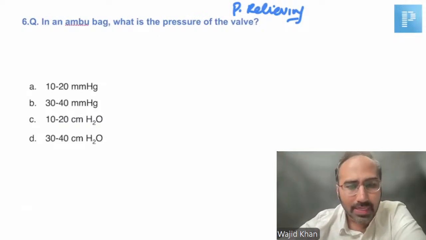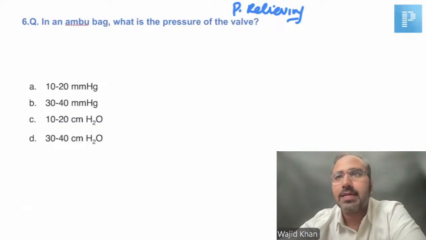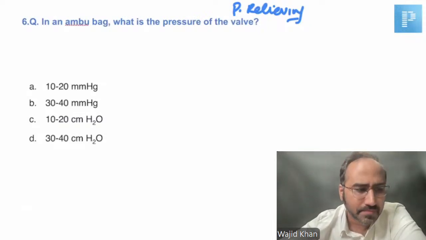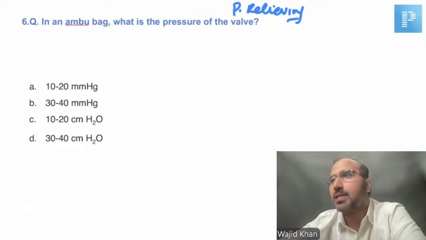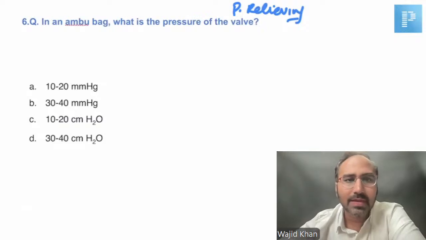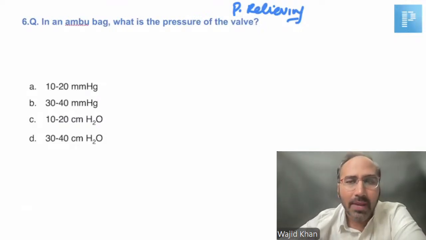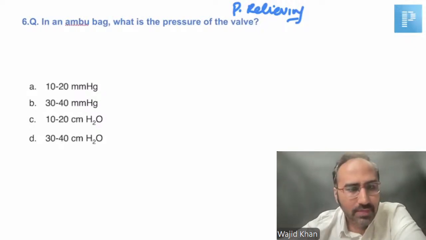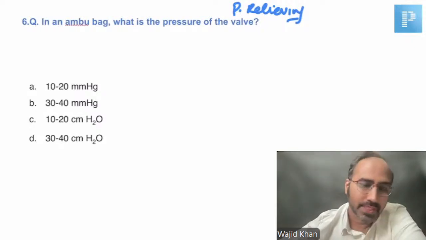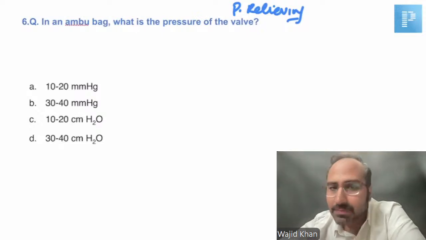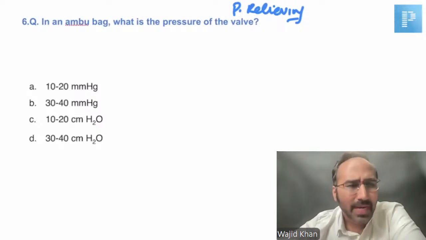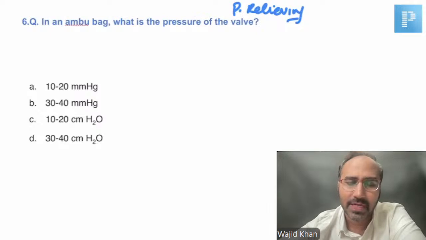Now, a few students were confused, asking whether it was an adult or pediatric Ambu bag. So let me make it clear, guys. In an adult Ambu bag, most of the time there is no pressure relieving valve, because adults can maintain the pressure. But for pediatrics, a pressure relieving valve is mandatory. So it might have given you a picture of the pediatric Ambu bag showing a pressure relieving valve.